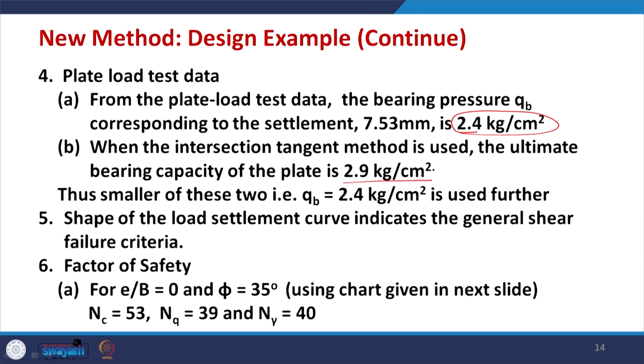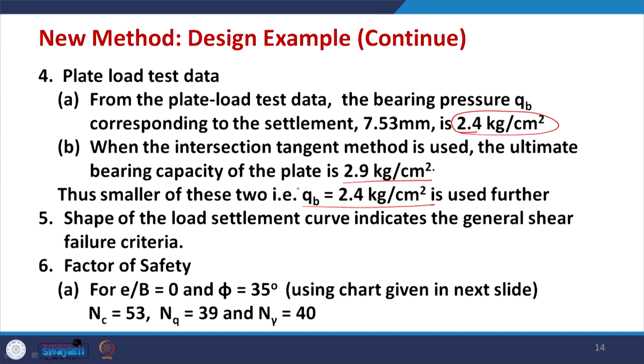Now, in step 4, parts A and B, whichever intensity of load is less should be used for further design. So, the qB is fixed as 2.4 kilogram force per centimeter square. This value will be used for further calculation.